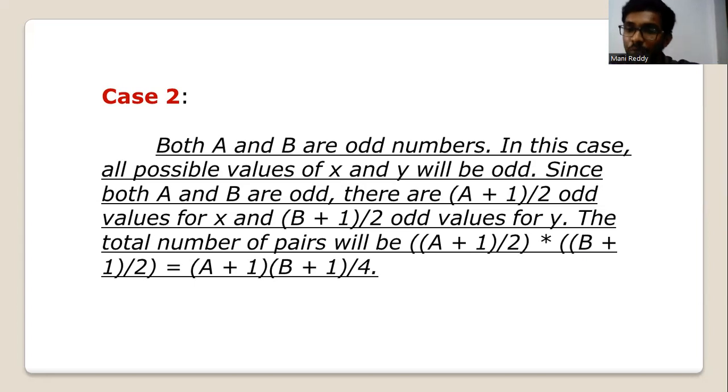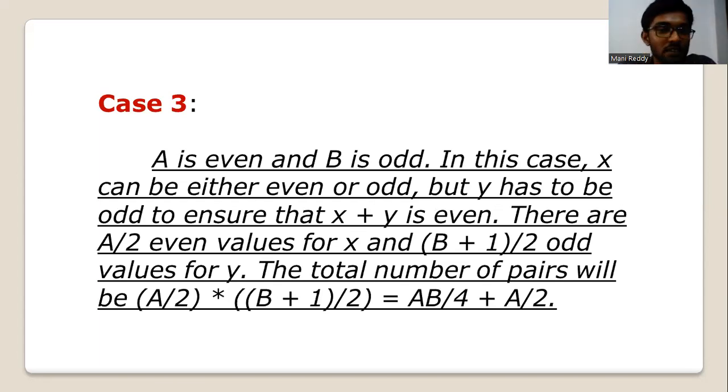This is case 2. Case 1 is where a and b are both even numbers. And the second case is where both the numbers we chose, a and b, are odd numbers.